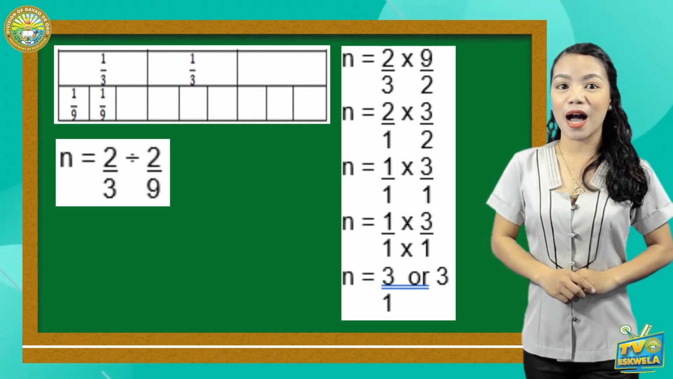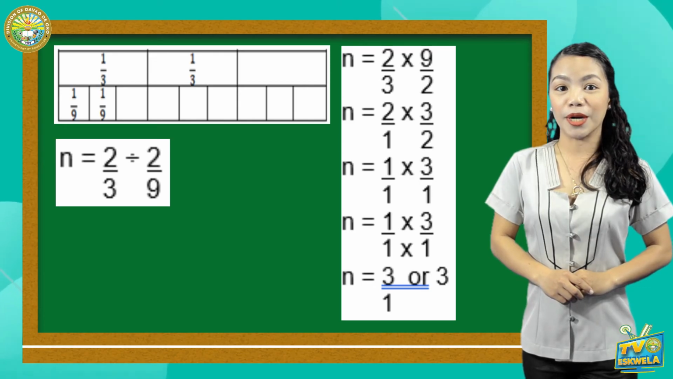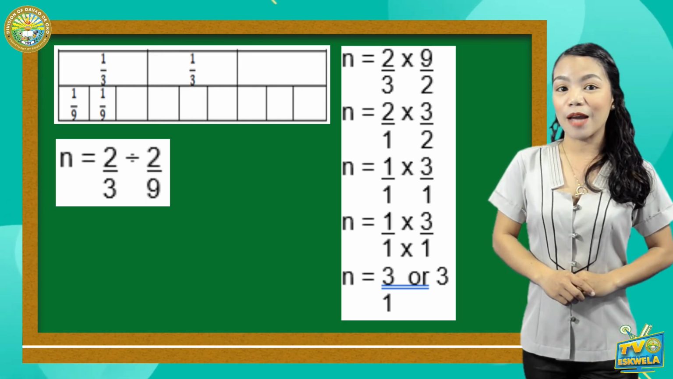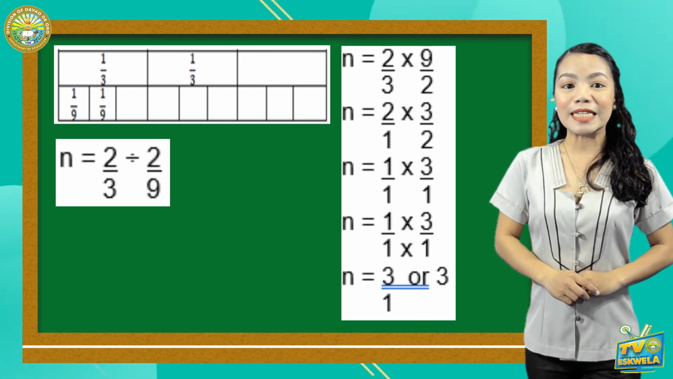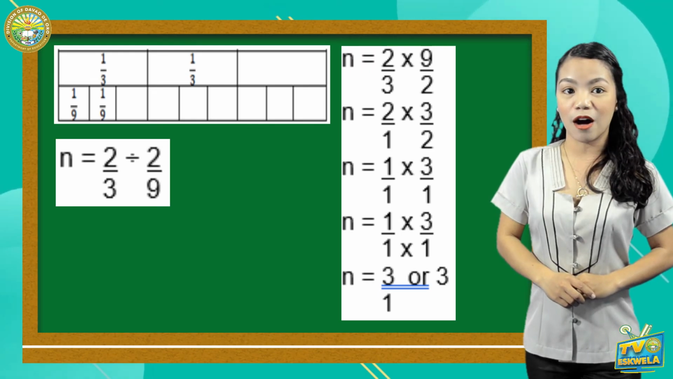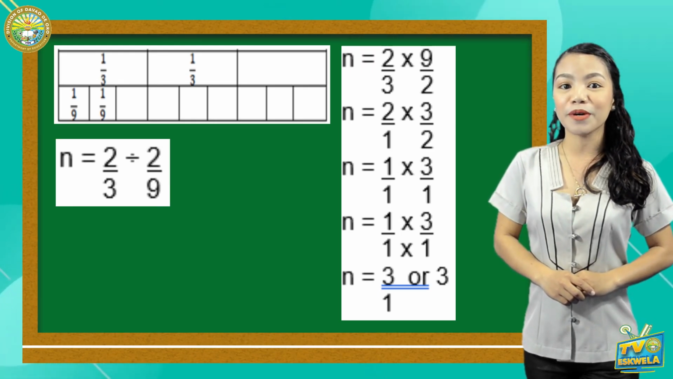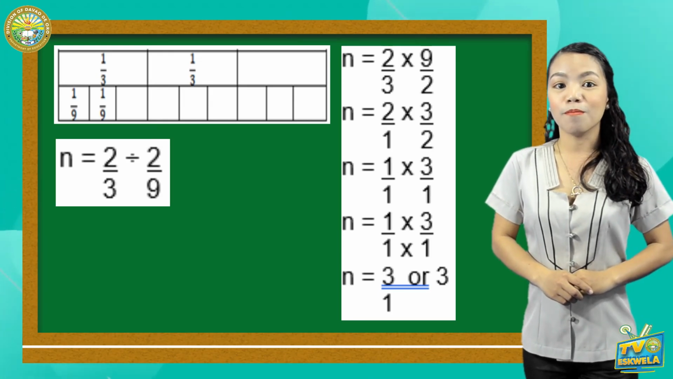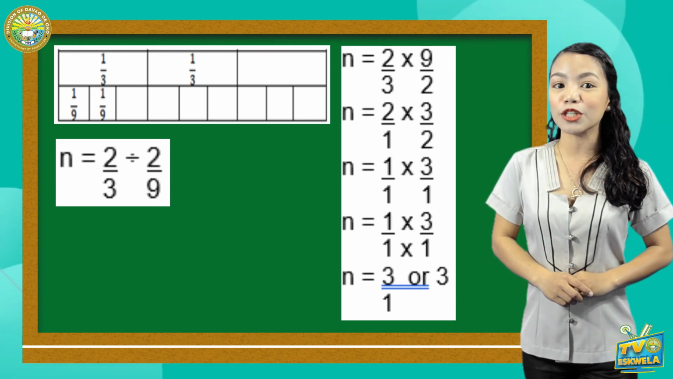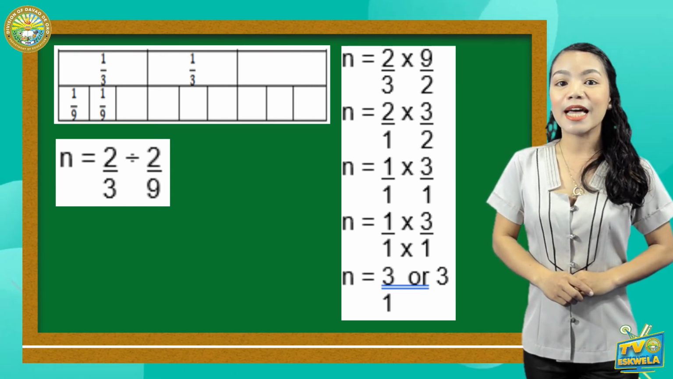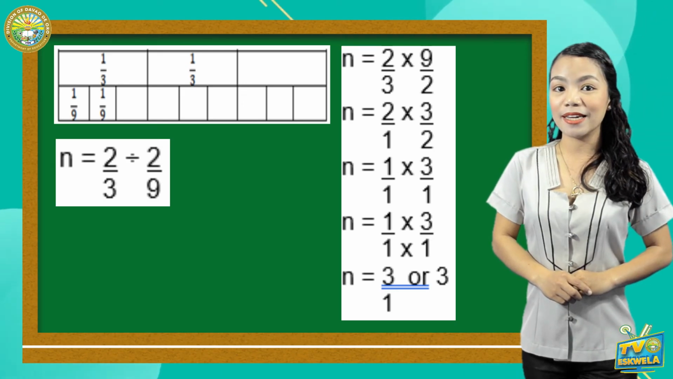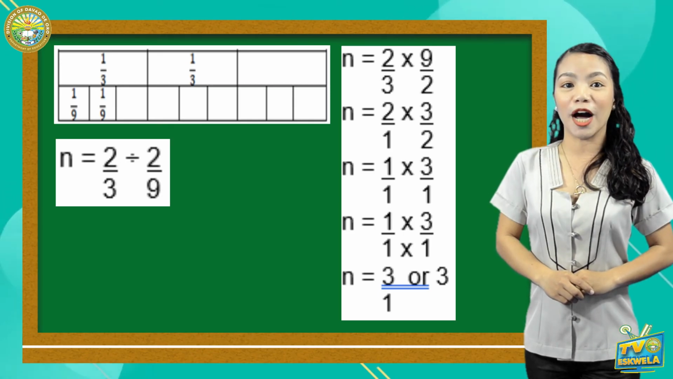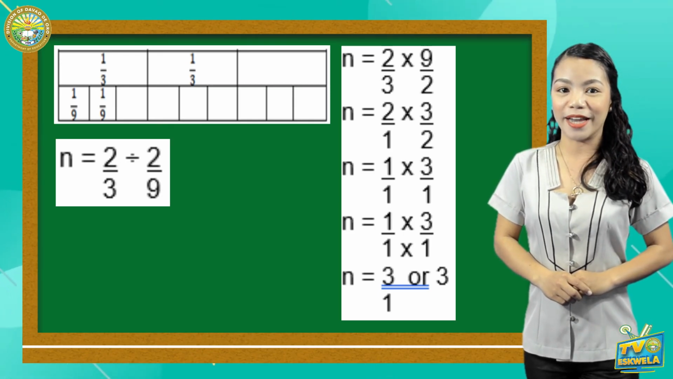We shall simplify our factors, making our number sentence n equals 2 over 1 times 3 over 2, since both the denominator 3 of the first factor and numerator 9 are divisible by 3. Further, both numerator and denominator 2 of both factors can be simplified, making our number sentence n equals 1 over 1 times 3 over 1.